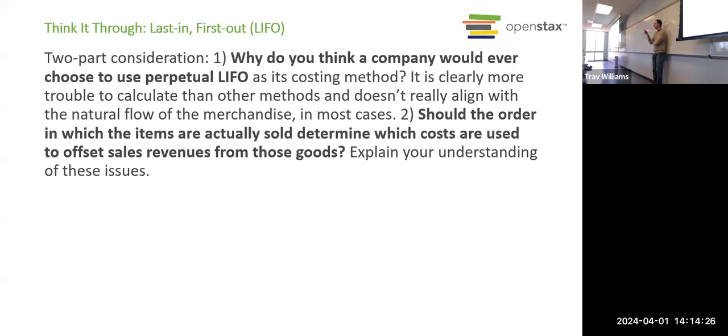You had to track it. Every time you made a sale, you had to figure out the cost. That would be difficult. But if it's automated, it's pretty simple. But why would you go with LIFO over FIFO? Why might a company do that?